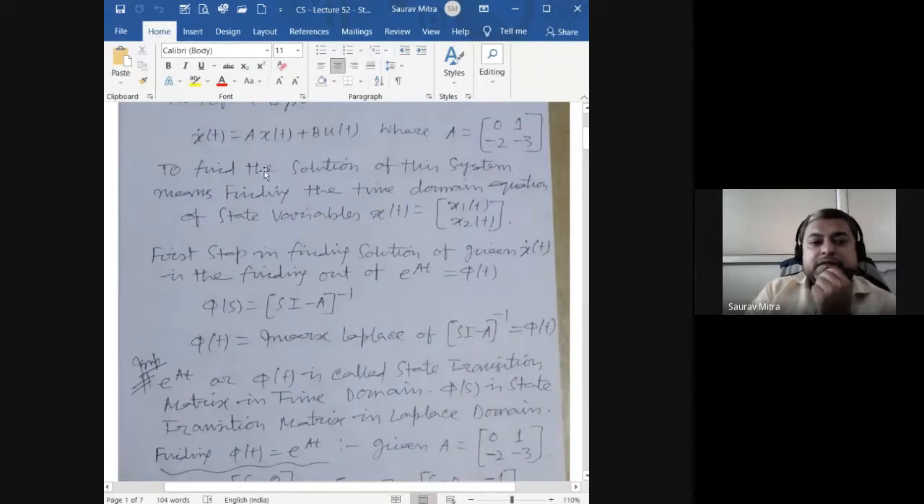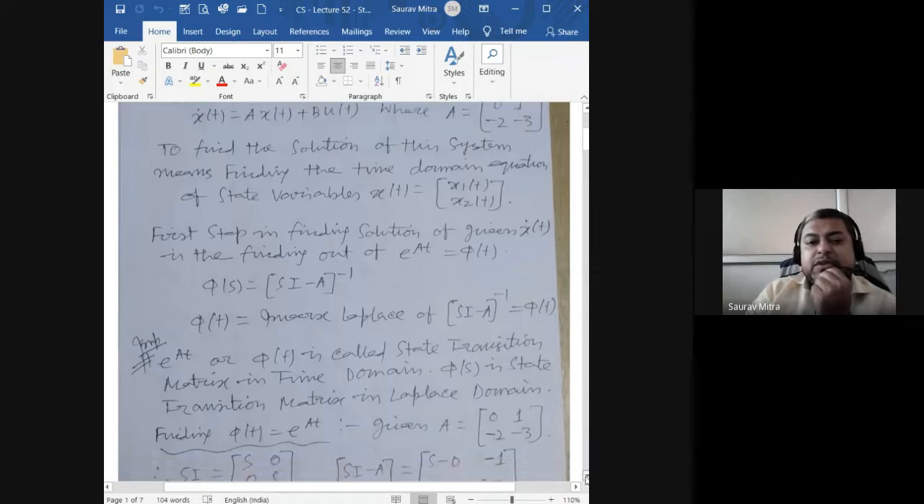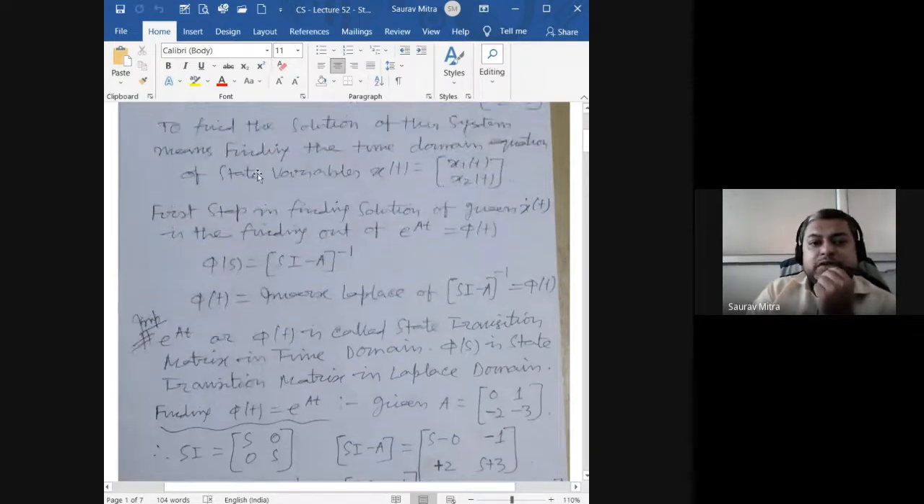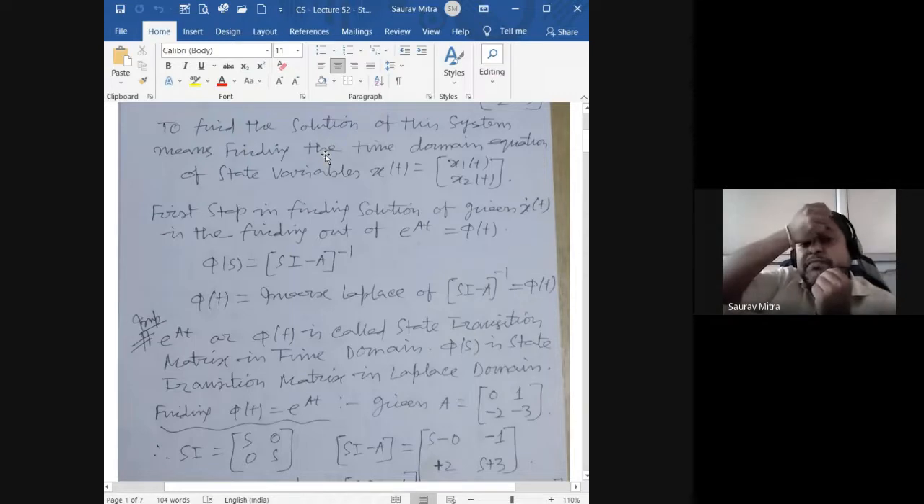To find the solution of this non-homogeneous system means finding the time domain equation of the state variables xt. That means you have to find the equations of x1t and x2t. That is the solution of the state variable equation x dot t is equal to Axt plus But. So it is saying what is meant by finding the solution. This paragraph is telling you the meaning of finding the solution of a state variable model: finding the time domain equations of x1t and x2t.